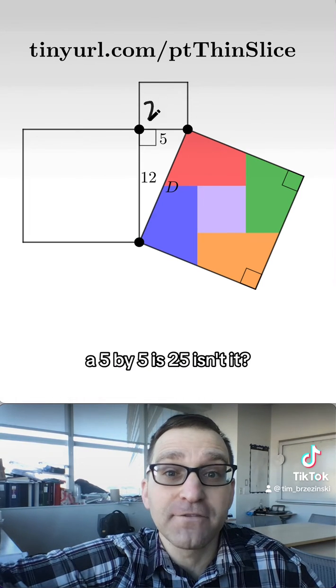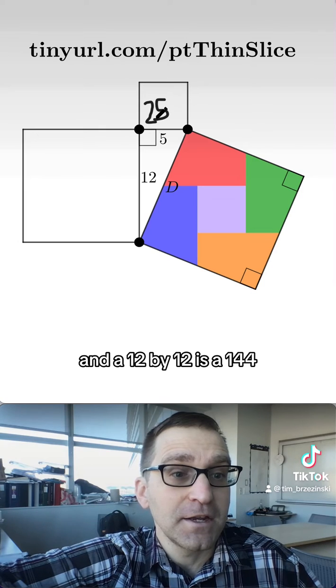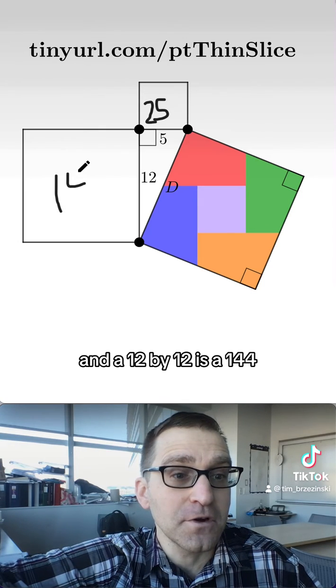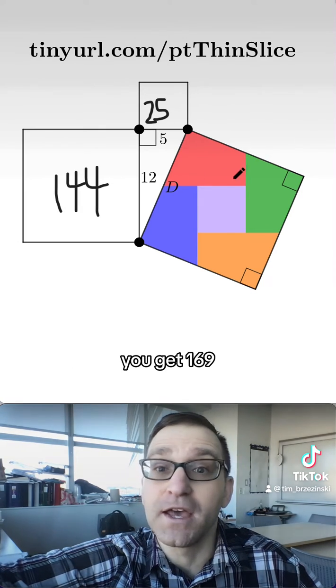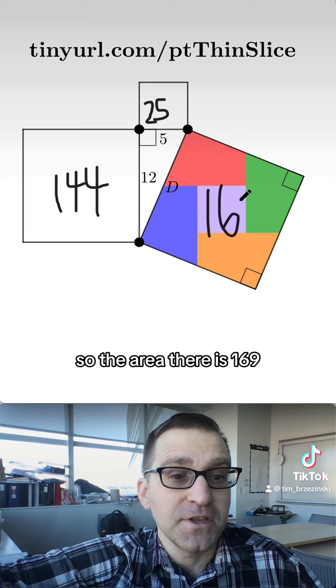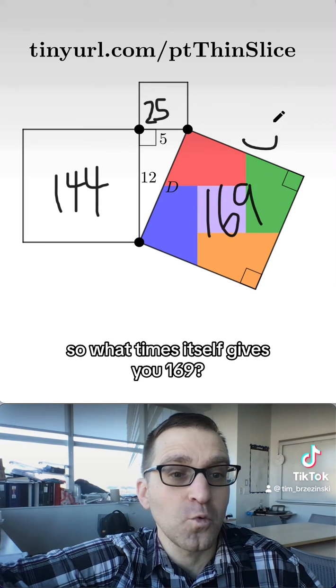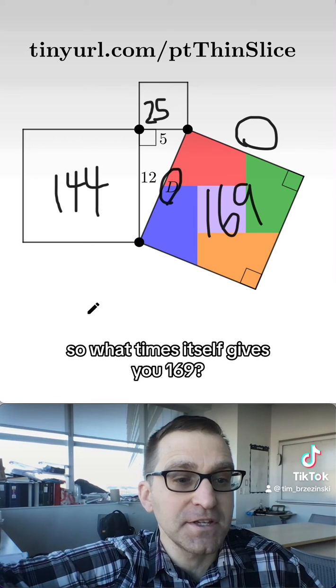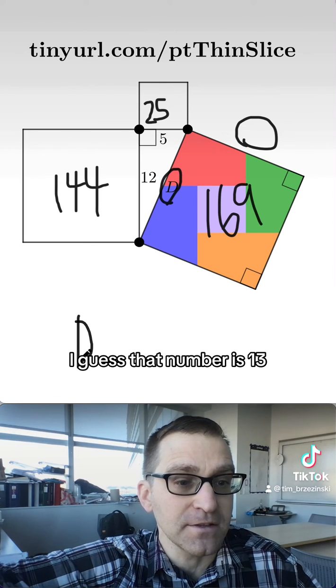A 5 by 5 is 25, isn't it? And a 12 by 12 is 144. Add those two areas up, you get 169. So the area there is 169, so what times itself gives you 169? I guess that number is 13, the square root.